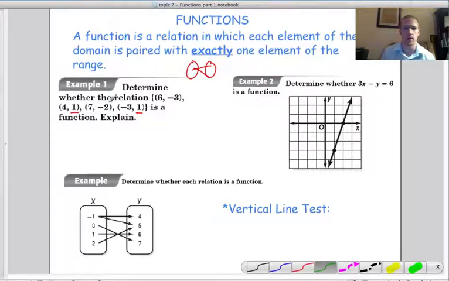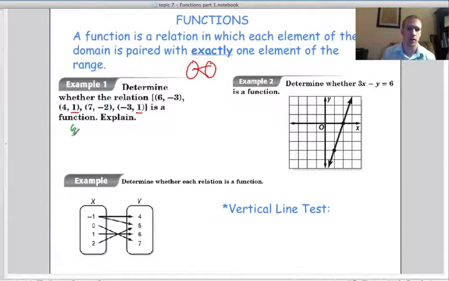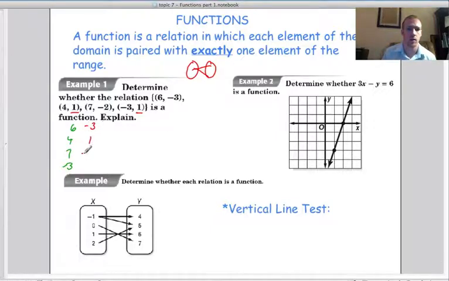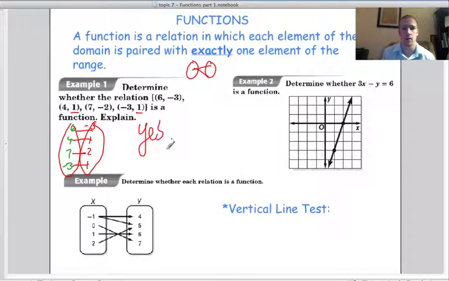So I just kind of translate them into this. 6, 4, 7, -3. And then our outputs are -3, 1, -2, and 1. Two of the same outputs, that's fine though, because our mapping doesn't do this. So we're good to go. So yes, it's a function.